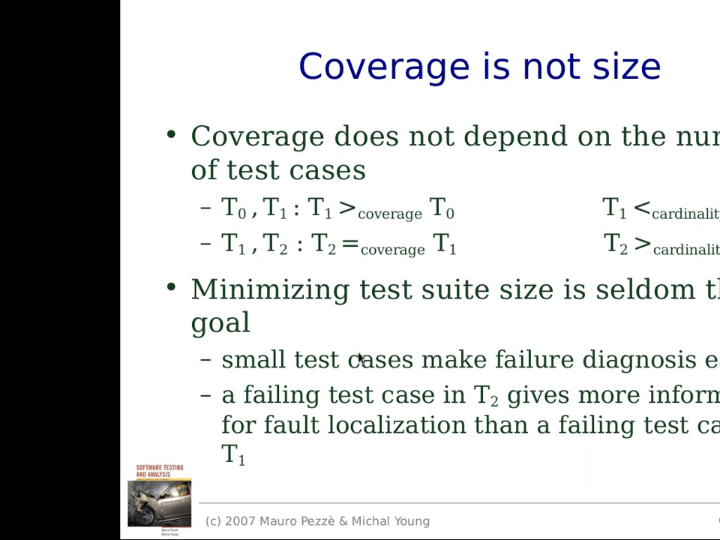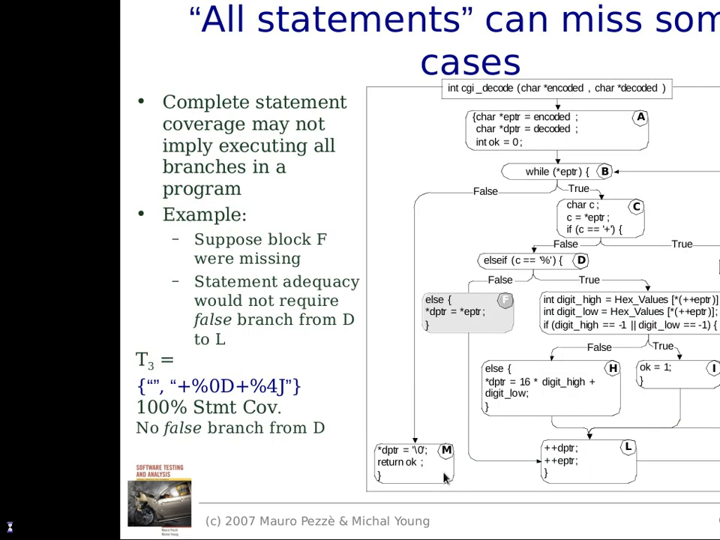Minimizing the test suite is seldom the goal. Once you have your functional test suite, the purpose of the statement coverage criterion is to come up with new test cases, not so much to remove your old ones, because your old ones are probably testing some functionality of the code that you want to ensure is working correctly. So you don't want to necessarily minimize the test suite for statement coverage. You want to come up with other test cases. Notice that small test cases may make failure diagnosis a lot easier though, so it's something you do want to look into if you can at least combine it structurally.